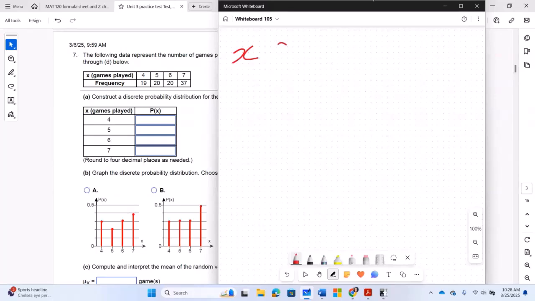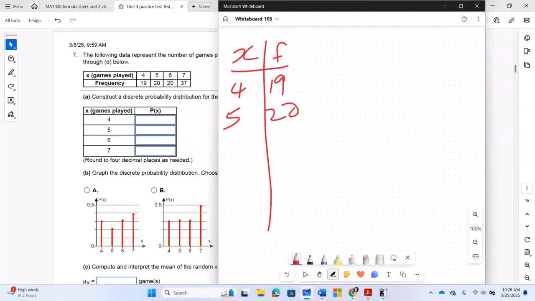So X and frequency is Y, and 4 to 19, 5 to 20, 6 to 20, 7 to 37. And by the way, it says the following data represents the number of games. So this is about games.